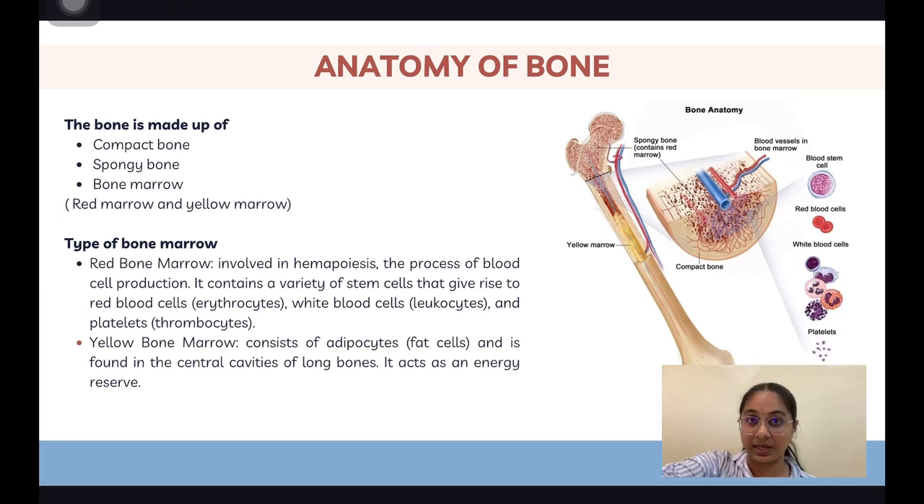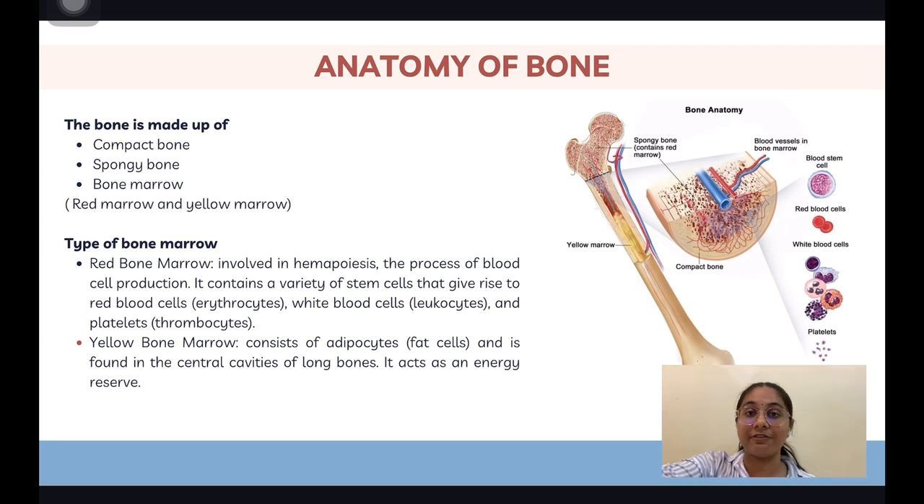The bone is made up of compact bone, spongy bone, and bone marrow. Compact bone is the outer layer. Meanwhile, the spongy bone is mostly found at the ends of bones and contains red marrow. Bone marrow is found in the center of most bones and has many blood vessels. Red marrow is involved in hemopoiesis, the blood cell production, and has blood stem cells that will become red blood cells, white blood cells, and platelets.